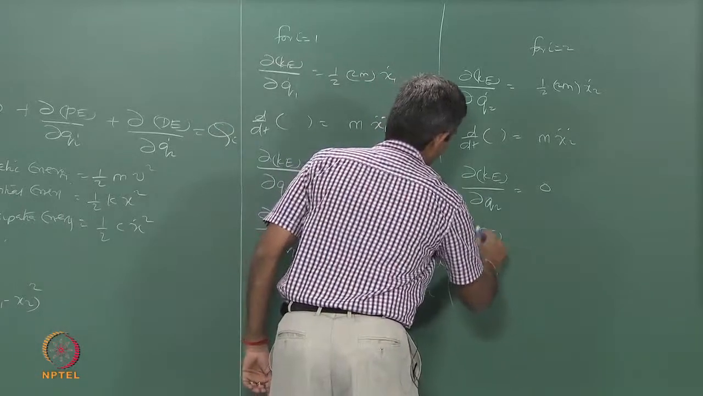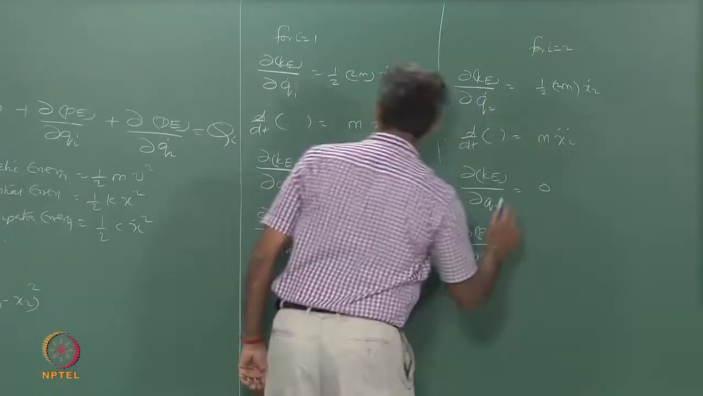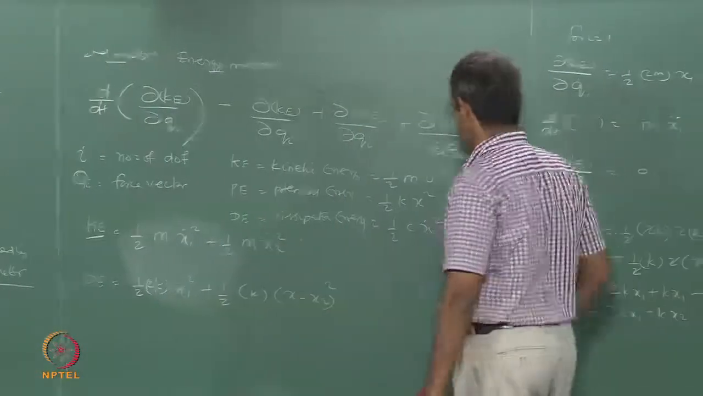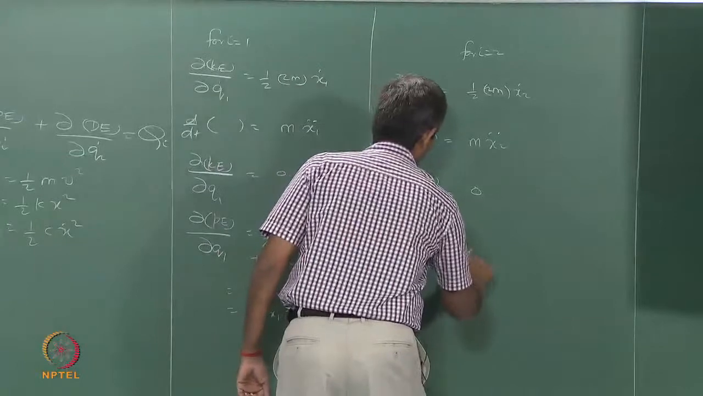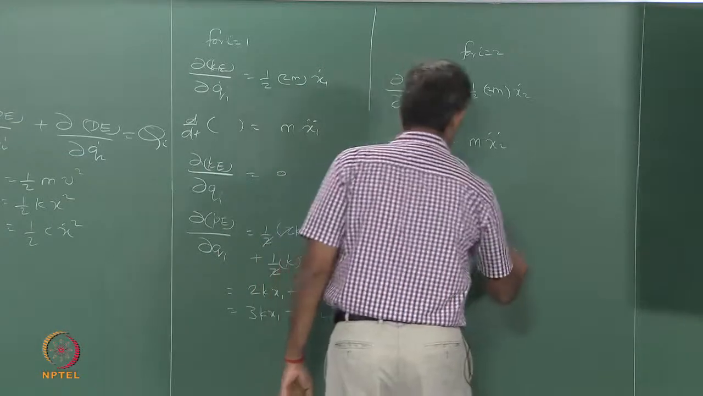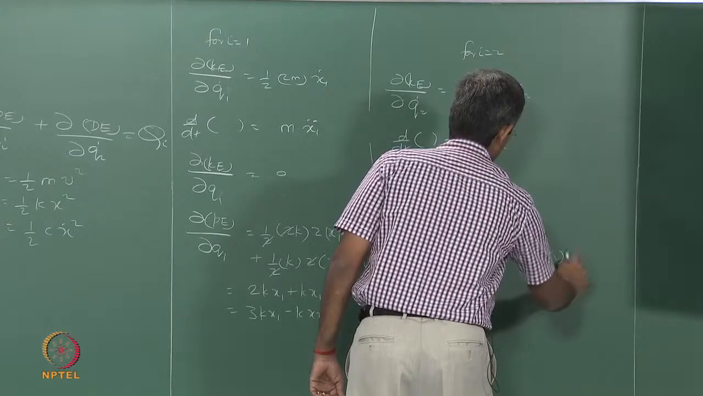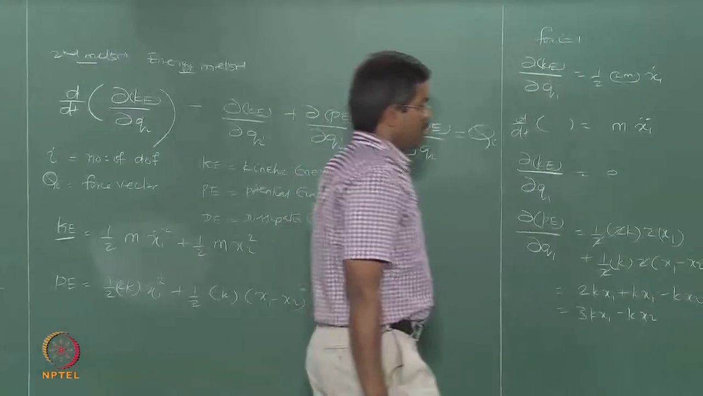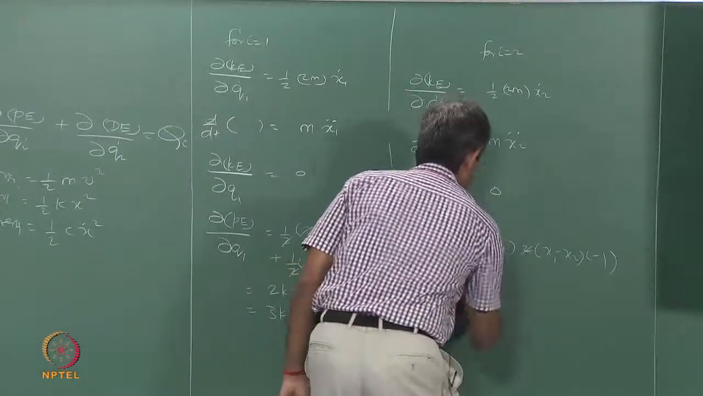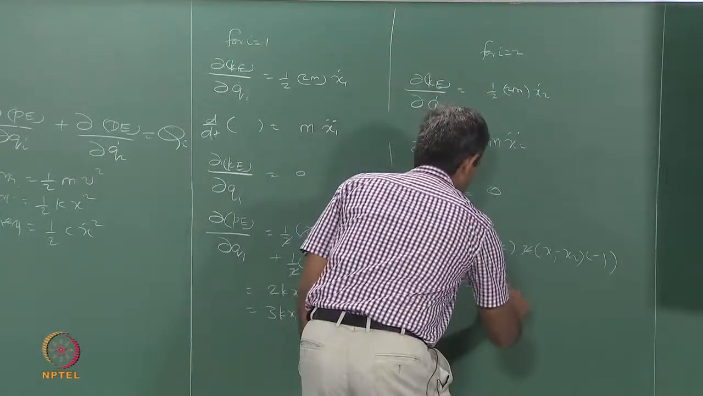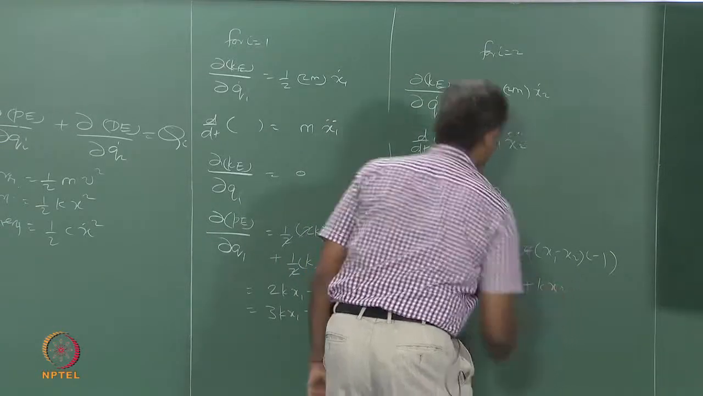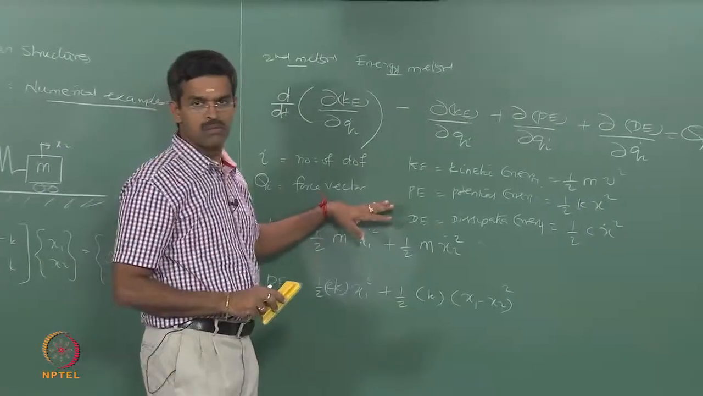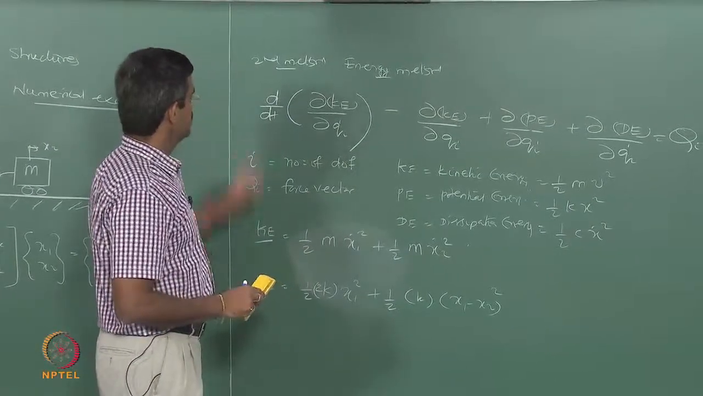Potential energy with respect to q2. I come to this equation. Of course, there is no q2 term here involved, only in this case. So, half of k of twice of x1 minus x2 of minus 1, which becomes minus k x1 plus k x2. So, I retain this part, I will remove this. Okay. I have to rearrange this in this form.